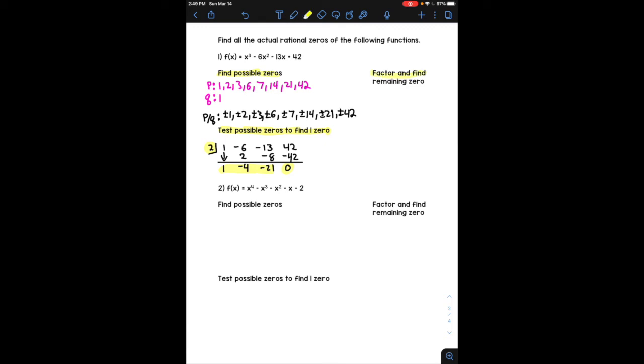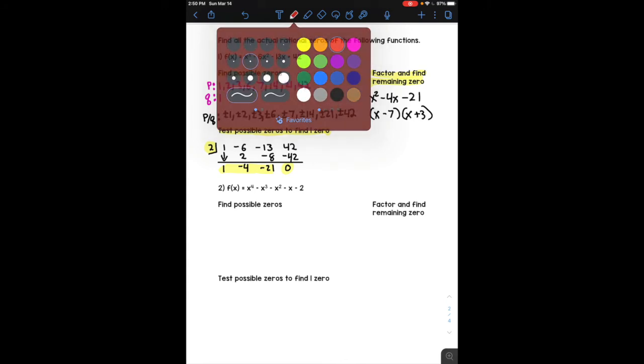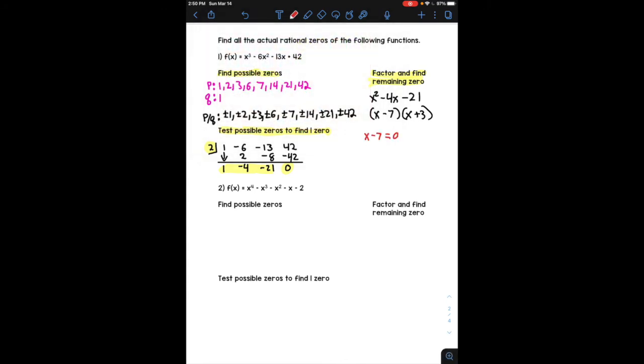So over on the side, our quotient is x squared minus 4x minus 21. Let's go ahead and factor that trinomial and then set the factors equal to 0 to find the other answers or solutions or zeros to the polynomial. Two numbers that have a product of -21 and a sum of -4 is -7 and 3. Setting those two factors equal to 0 and solving for their solutions or x values, we're going to get 7 and -3.